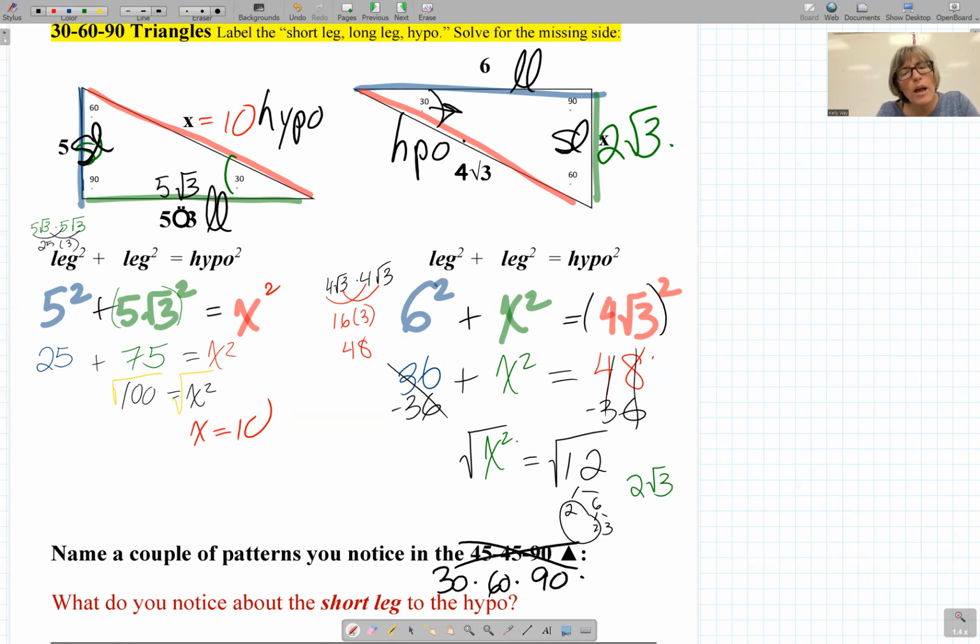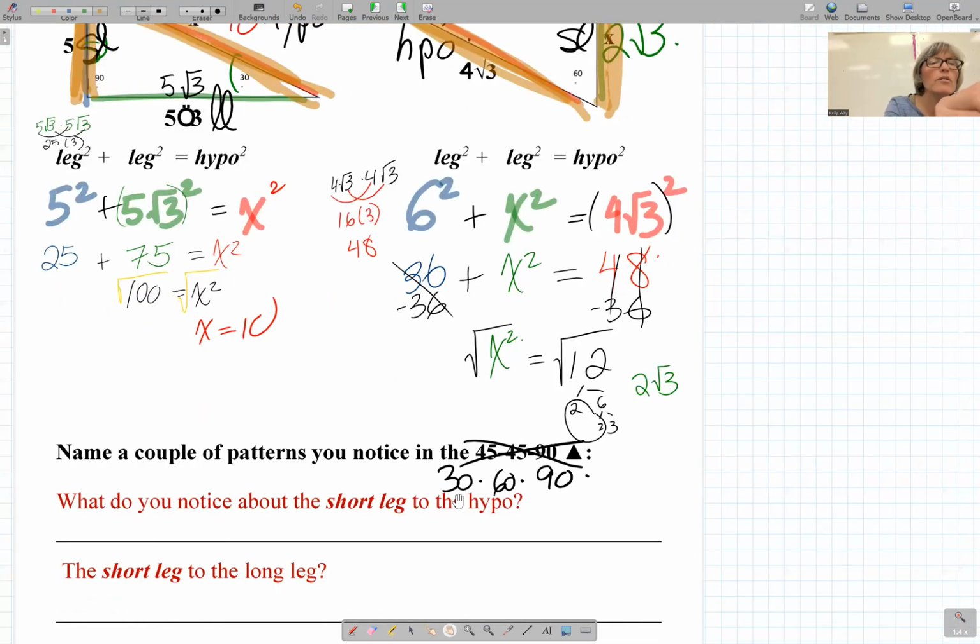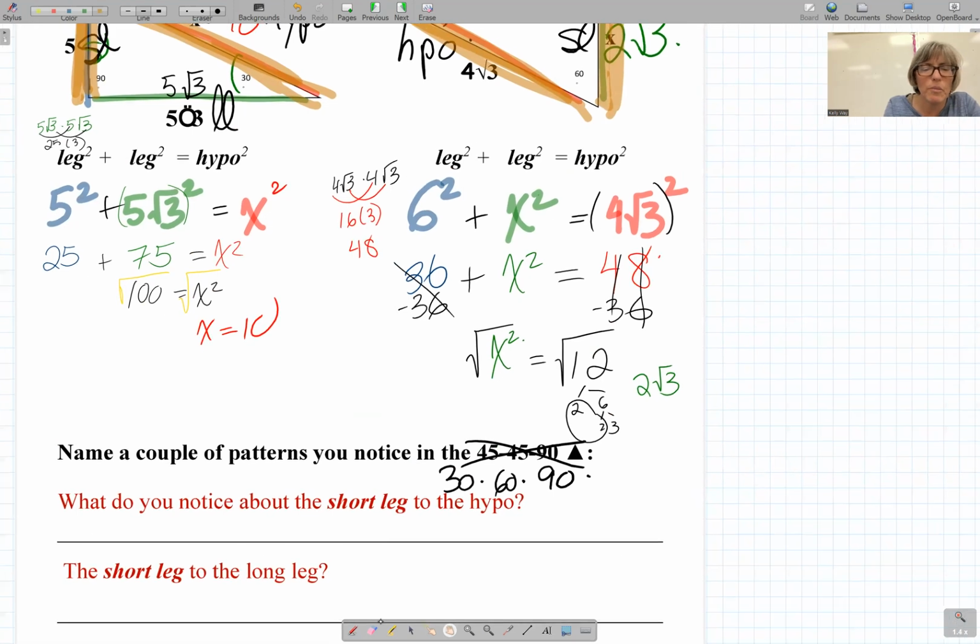What do you notice about the short leg to the hypo? Let me just highlight that from the short leg to the hypo. This is 5. This is 10. 2 root 3, 4 root 3. 5 to 10, 2 root 3 to 4 root 3. There is a pattern there. What is that pattern going this way?